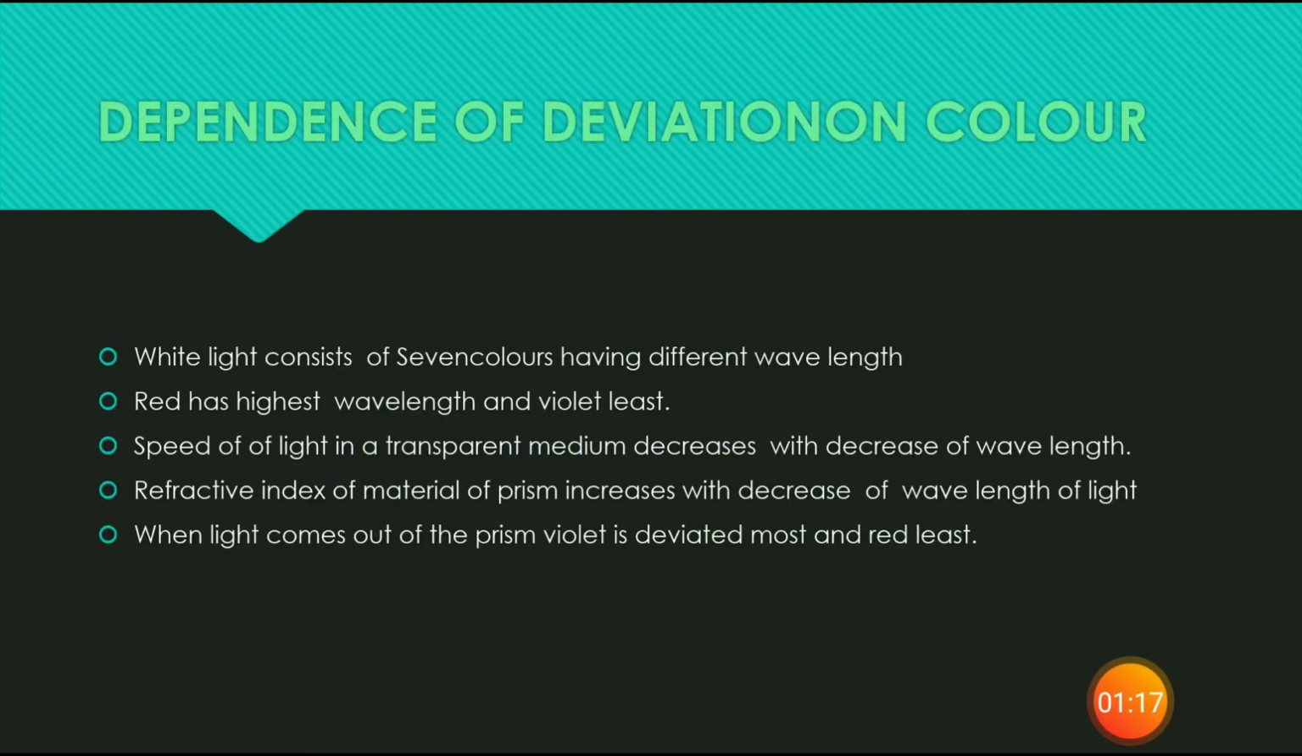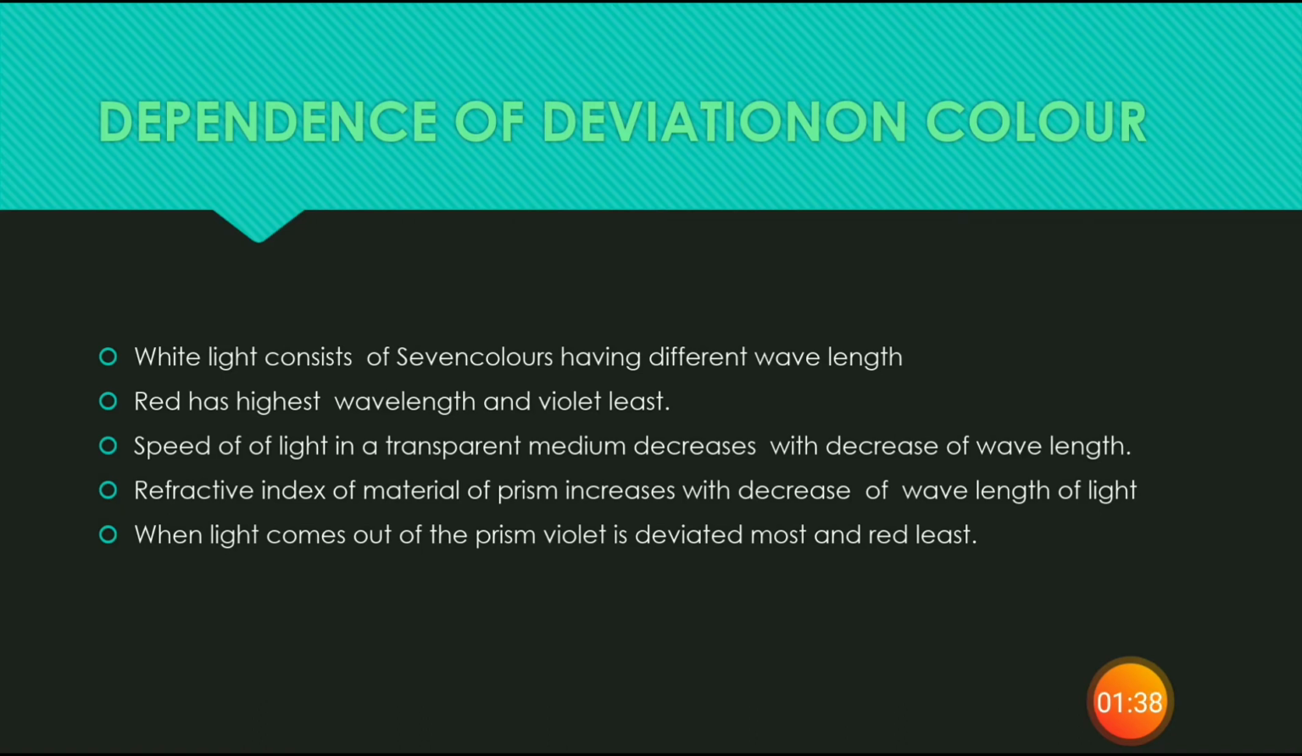Dependence of deviation on color. White light consists of 7 colors having different wavelengths. Red has the highest wavelength and violet the least. The wavelength of red is about 6000 to 8000 Angstrom and violet 4000 Angstrom.